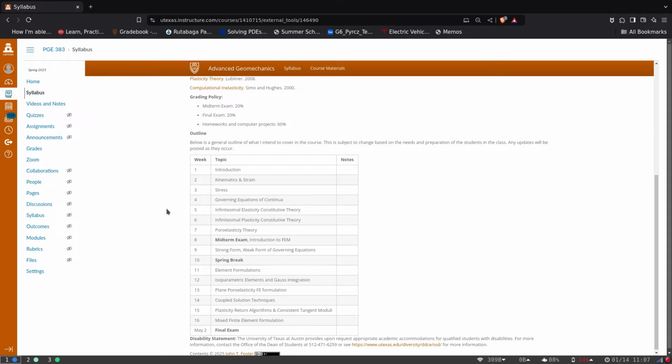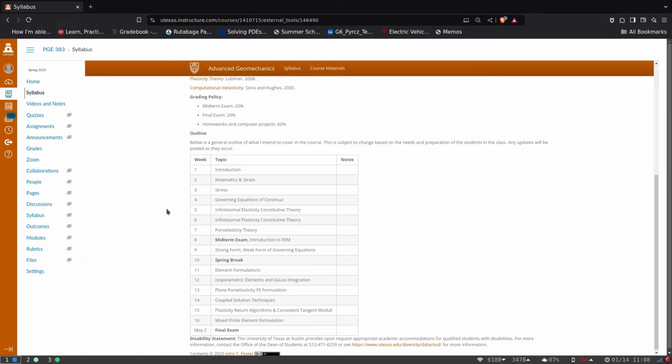The grading structure will be 20% midterm, 20% final. The final will probably be a final project, not a written exam. The midterm will be a written exam because it's theoretical material, and it's hard to test you any other way. And then of course 60% of the class will be homeworks and computer projects. I expect maybe 6 assignments or something like that. Again, the first few will be pen and paper theoretical assignments, and then in the second half of the class there will be computer-based assignments.